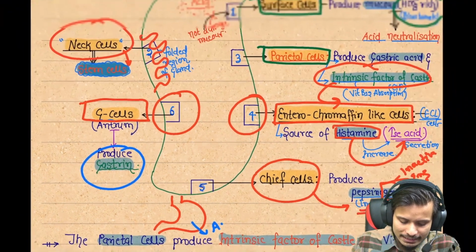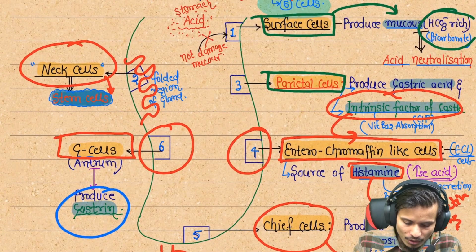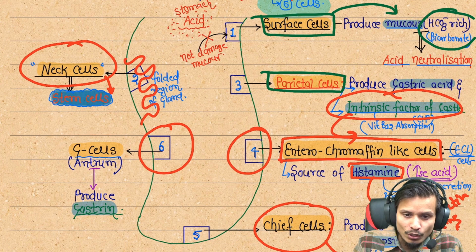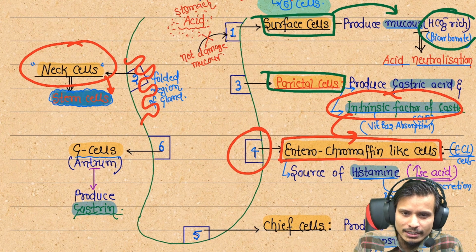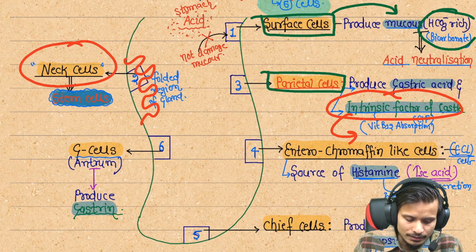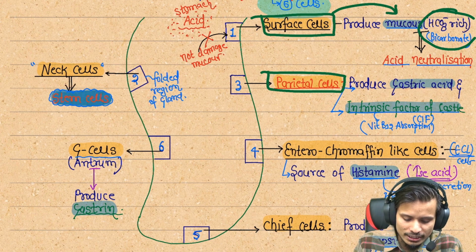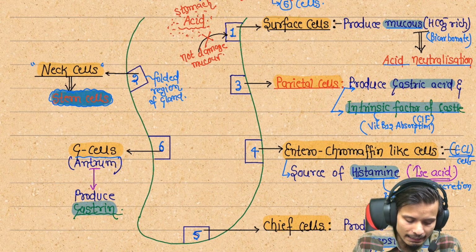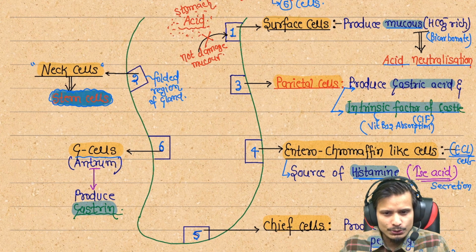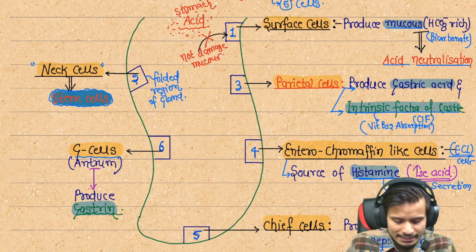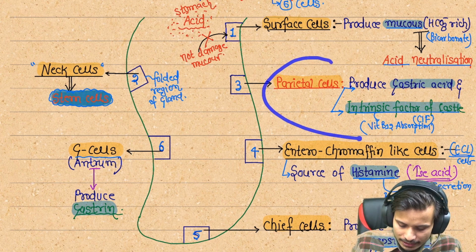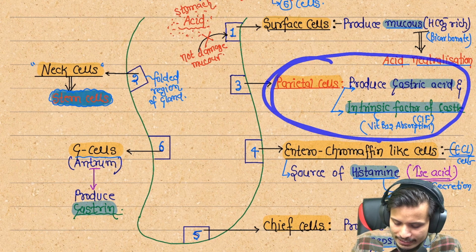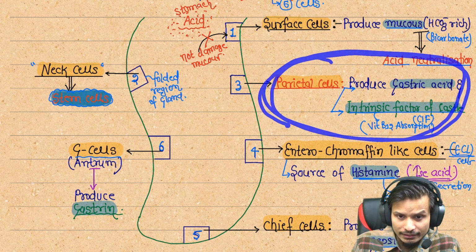So what are the 6 different types of cell we are going to see here? They are producing different secretions. First one is the surface cell, second is the neck cell, next is the parietal cell, enterochromaffin like cells, chief cells, and the G cells. Now the most important cell is the parietal cell, for the secretion of HCl. We are going to see it in detail.